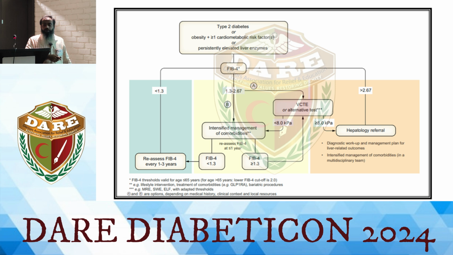But if the FIB-4 score is somewhere between 1.3 and 2.67, we use the FibroScan to look for whether there is increased fibrosis or less fibrosis. If there is increased fibrosis, we will be aggressive in treating these patients. If there is less fibrosis, then we'll be working more on lifestyle changes and we'll be following up with these patients.